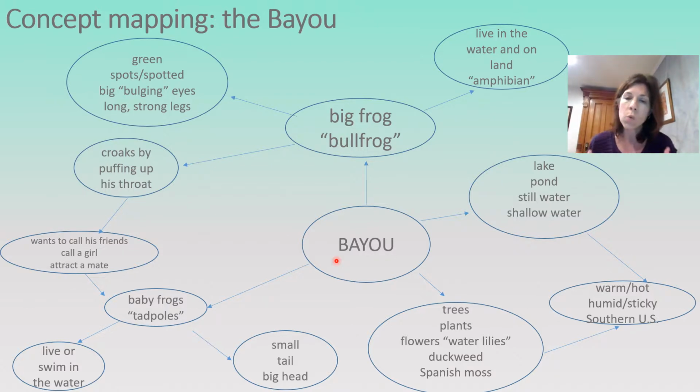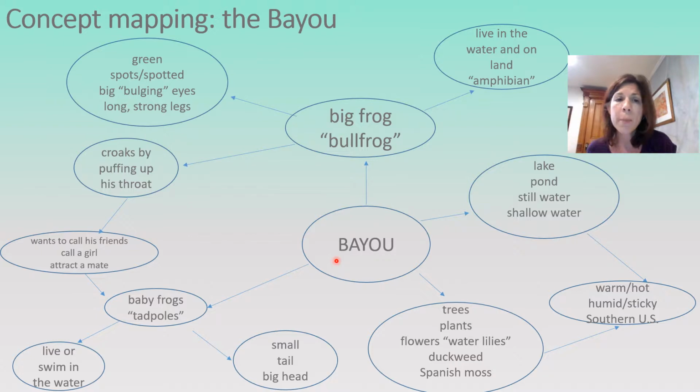Okay, and I really wanted my students to understand, first of all, what a bayou is, where it is, okay, why is a bayou special in this story? Why does the bullfrog live in the bayou, right? And then how does the bullfrog live in the bayou? What is his life all about, right? And what grows in the bayou, and all of those different things.